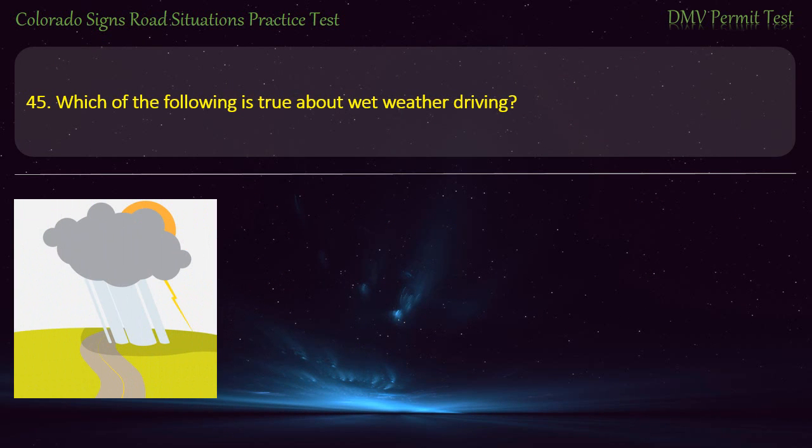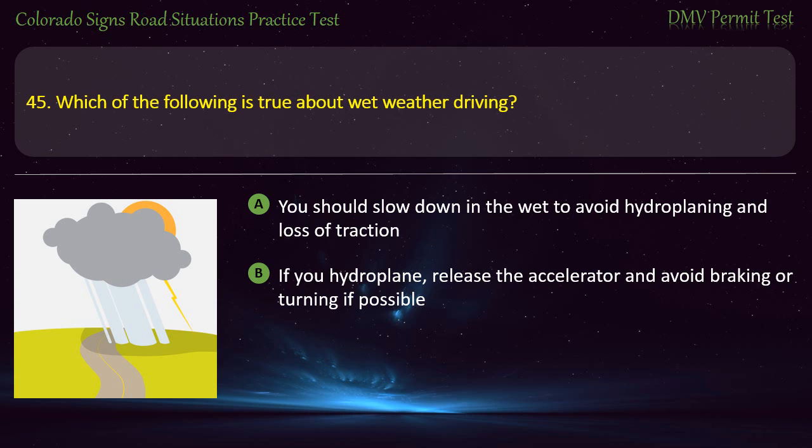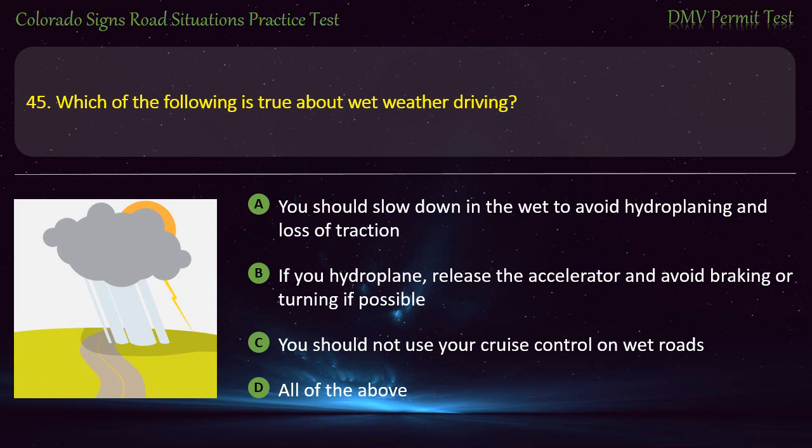Question 45. Which of the following is true about wet weather driving? You should slow down in the wet to avoid hydroplaning and loss of traction. If you hydroplane, release the accelerator and avoid braking or turning if possible. You should not use your cruise control on wet roads. All of the above. Answer. All of the above.